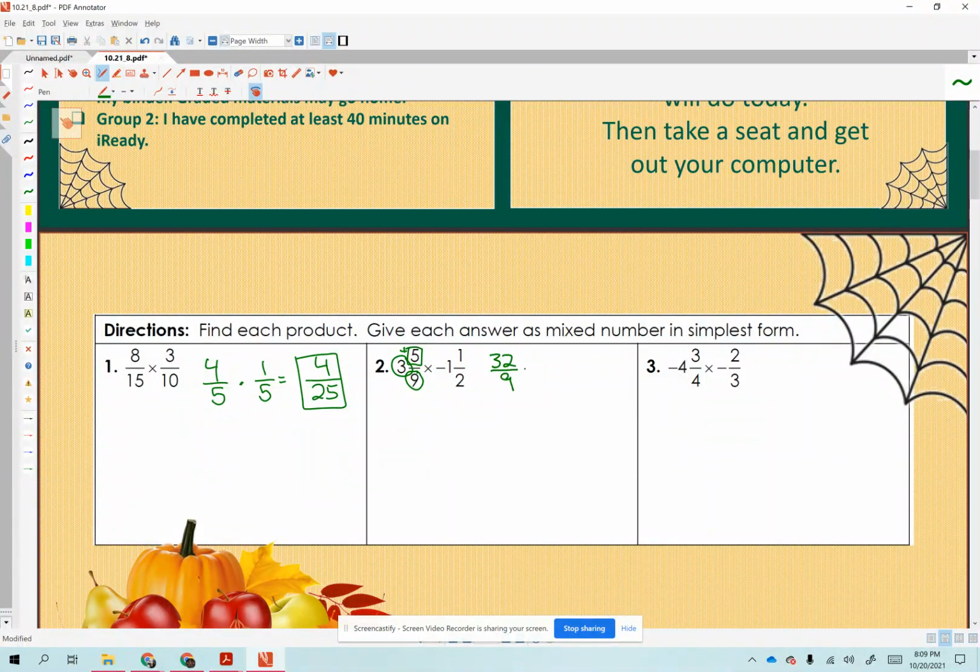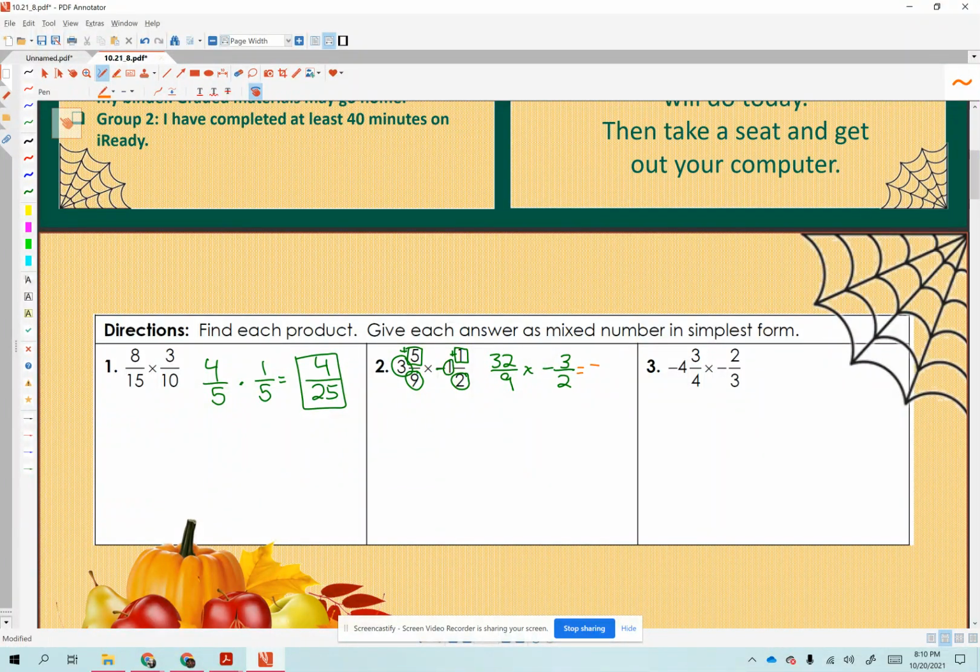32/9 times, and this is a negative, let's be aware of that, times 1 and 1/2. Again, we have to convert that to an improper fraction. So 2 times 1 is 2, plus 1 more is 3, so that would be negative 3/2. Now, when we look at this, we have to be reminded that a negative multiplied by a positive will give us a negative answer. So our answer will be negative.